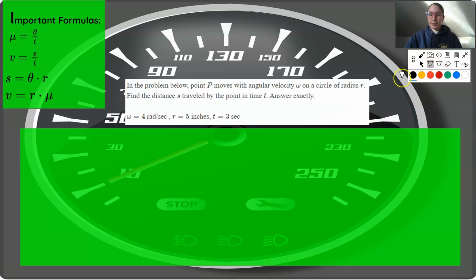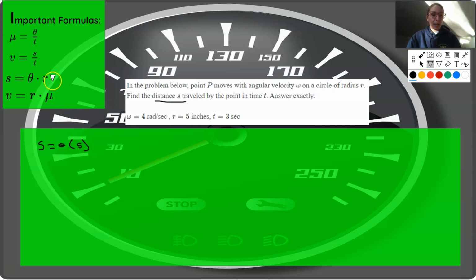Okay, what about this guy? So same setup. P is moving with angular velocity mu on a circle of radius r. Find the distance s traveled by the point in time t. Answer exactly. So we have our mu, 4 radians per second. R is 5 inches, t is 3 seconds. What are we trying to find? We're trying to find s. So we do have one formula for s. S is going to be theta times r. So we know s equals theta times r, and we know r right now, r is 5. But we don't know theta.